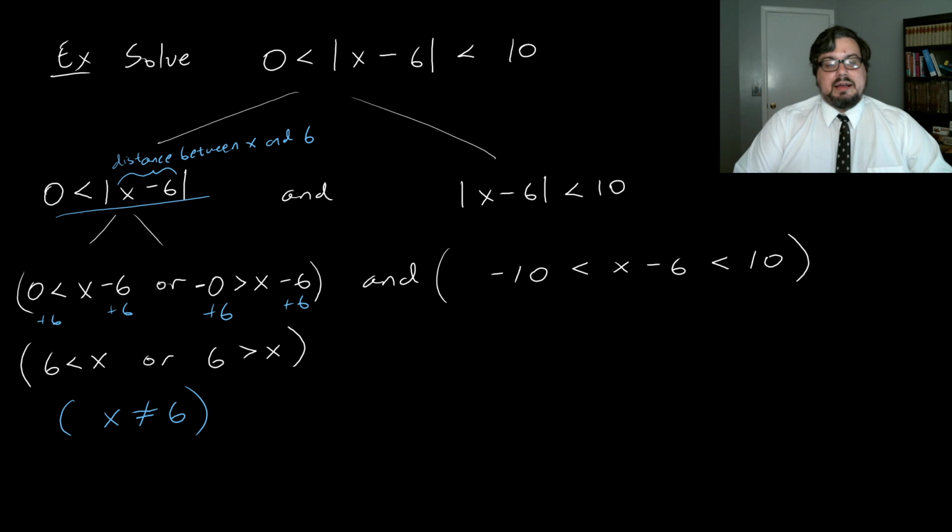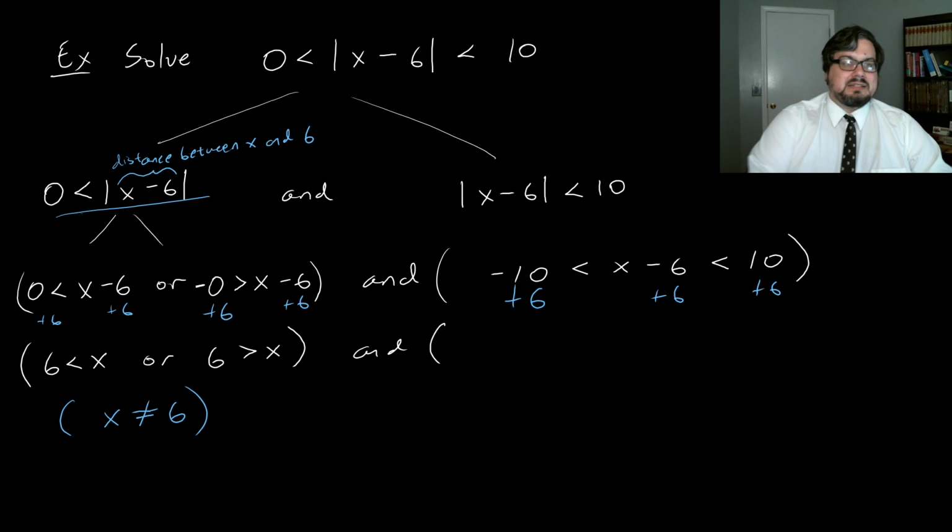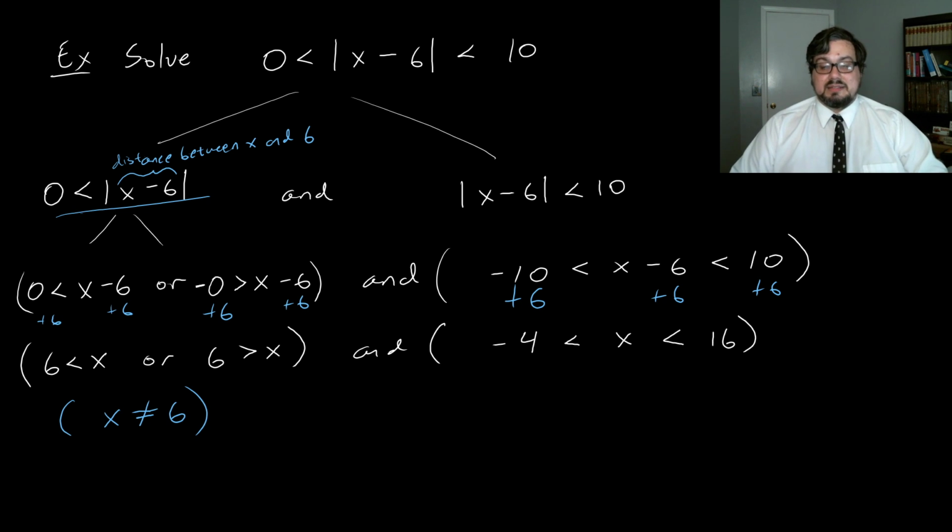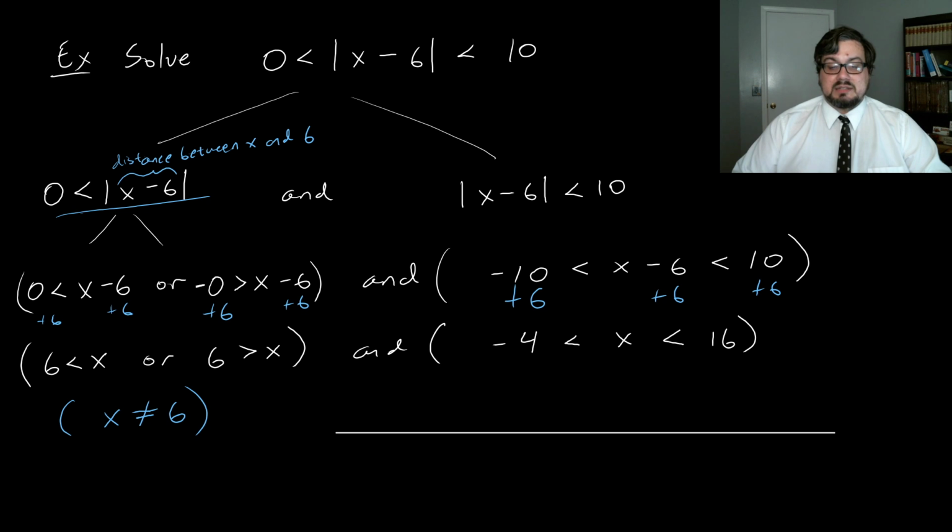And so we can get this compound inequality. Simplifying this is, again, a matter of adding 6 to all sides. And so we get -4 is less than x is less than 16. So we've got a fairly complex set of inequalities here, but we can interpret them all as long as we are careful about it.